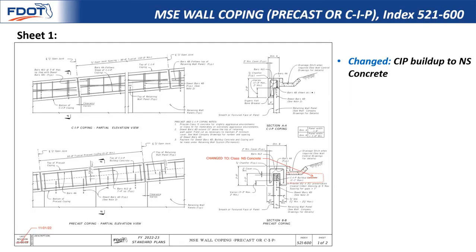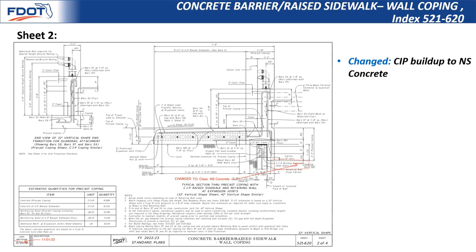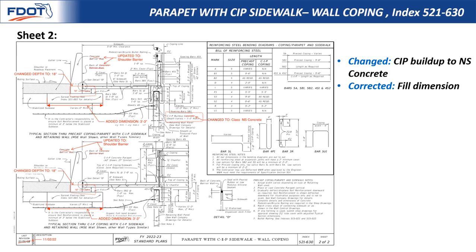On the next several standards, we have detailed the concrete buildup to be a Class NS concrete, which, though it is a non-structural mix, has sufficient strength for its purpose, and of course is more economical. Here we've changed the CIP buildup on 521-611 and also on 521-620. On 521-630, we have again changed the buildup to the non-structural concrete, but we've also fixed the top of footing dimension and added some clarifying language changes to the annotations.